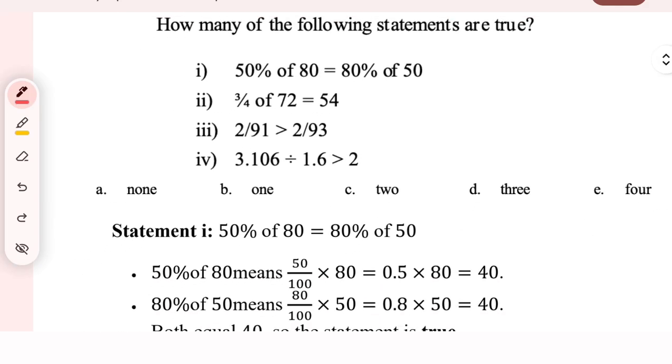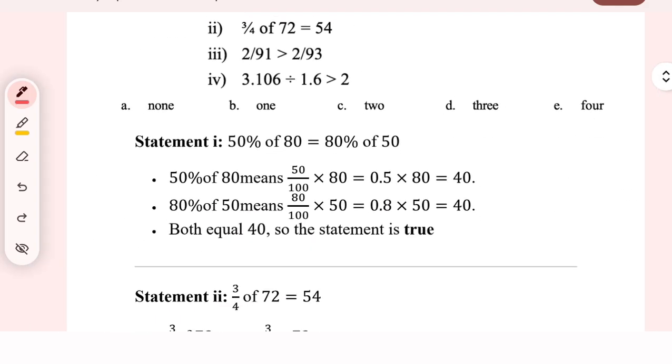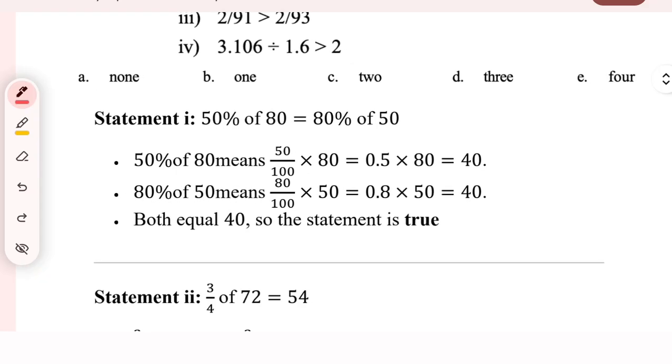For statement 1, it says 50% of 80 is equal to 80% of 50. From here alone, do you think it is true? It is actually true, right? Because you can actually change it.